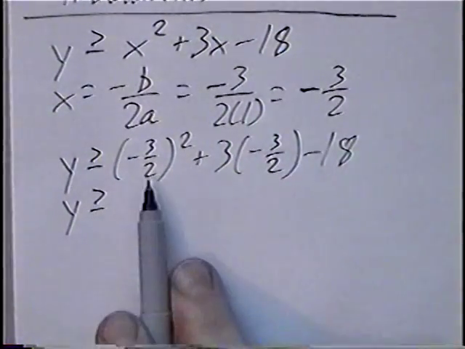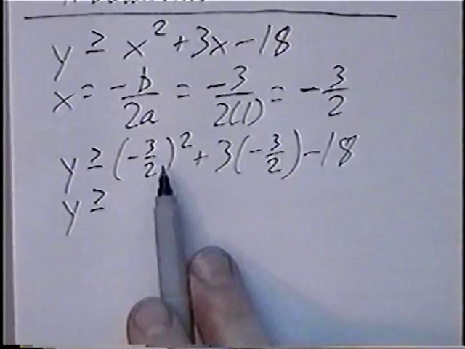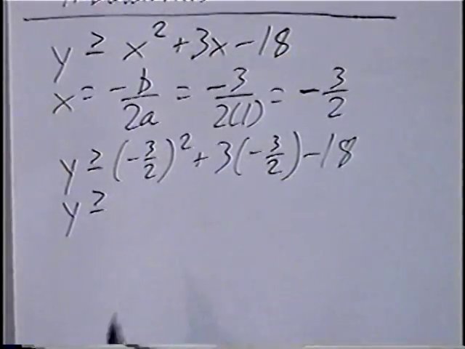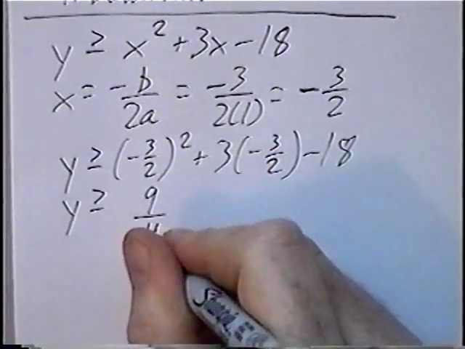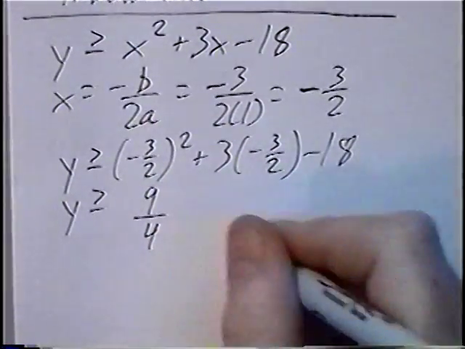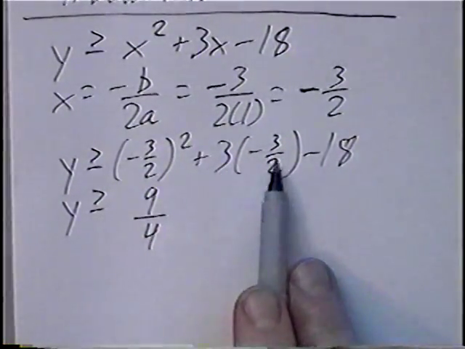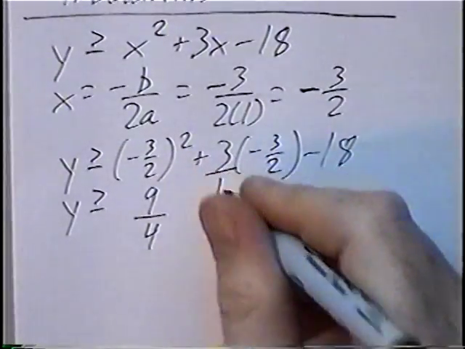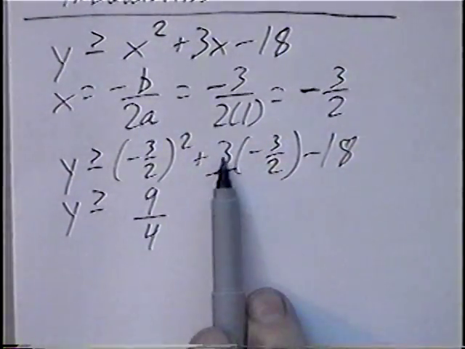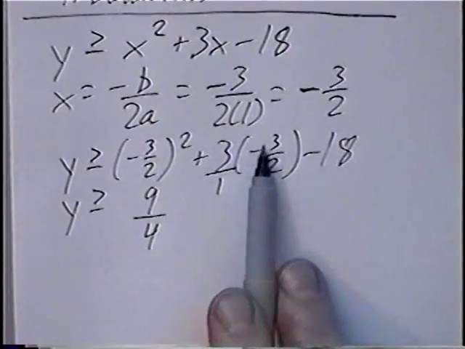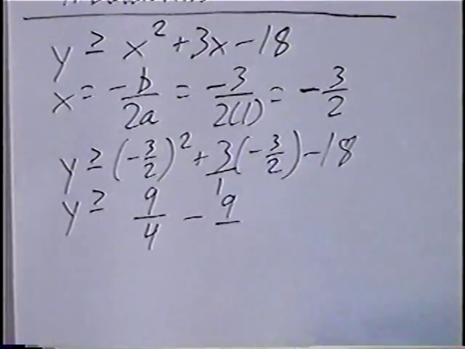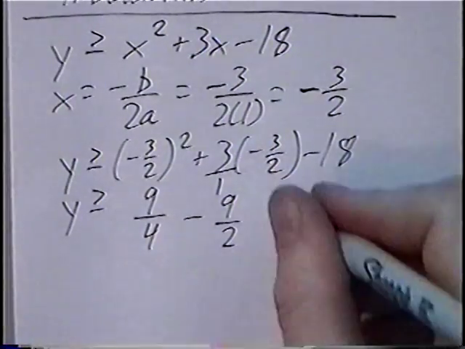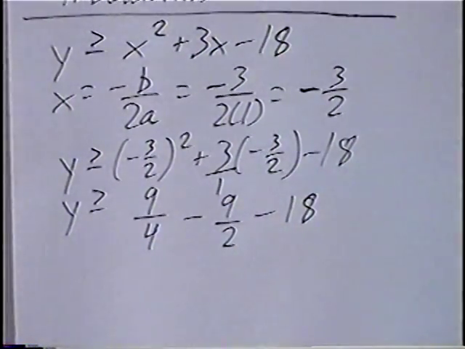Solving from here, negative 3 over 2 squared, we'll square the numerator and denominator. Negative 3 squared would be 9, and 2 squared would be 4. So we'll have 9 over 4. 3 times negative 3 halves: you can make each of these fractions and then multiply straight across. 3 times negative 3 would be negative 9, and 1 times 2 would be 2. And minus 18 would stay the same.